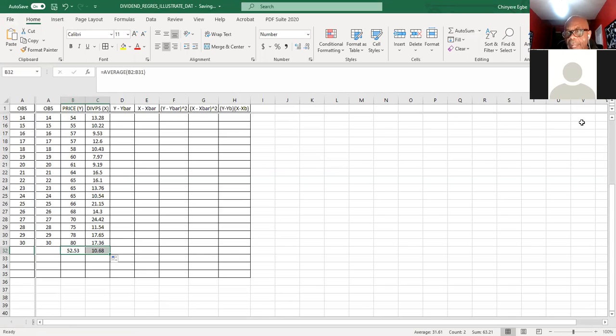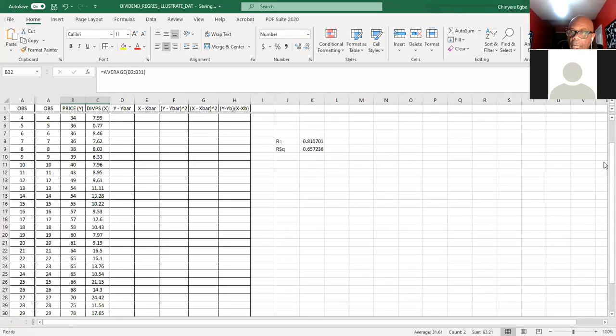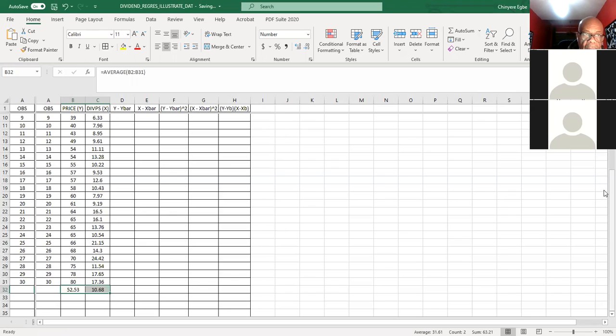Okay. So what do you do next? X bar and Y bar are in location 32. Y is in column B, and so Y bar is B32. And X bar is C32. You guys following me? Yes, Professor. Okay. So the average of Y is in location B32. The average of X is in location C32.